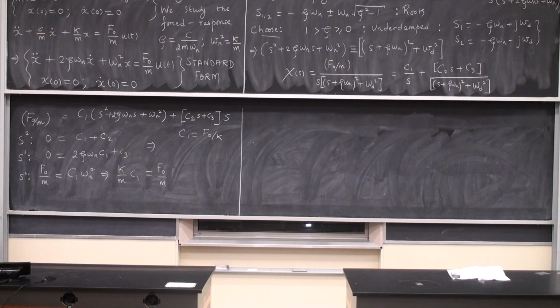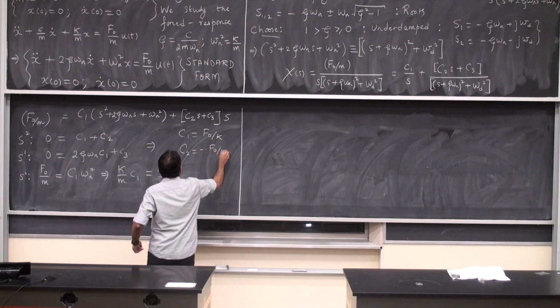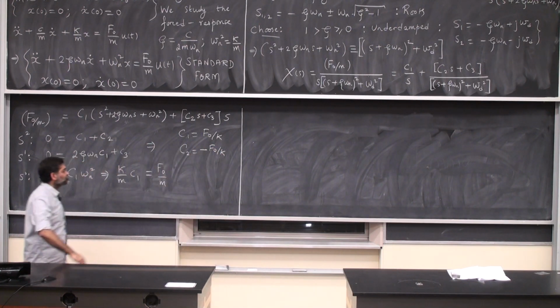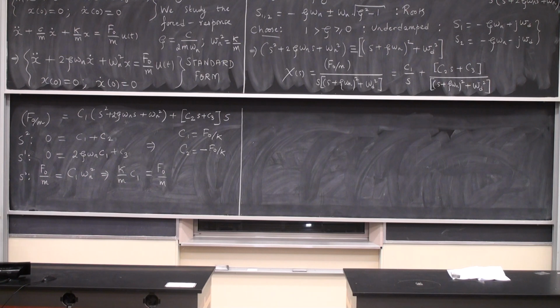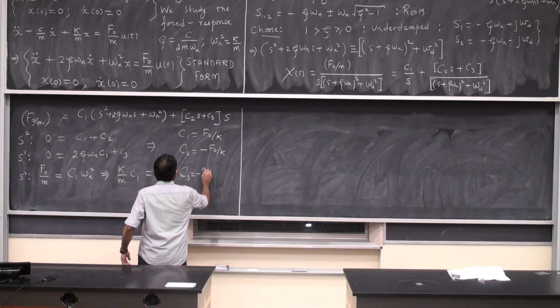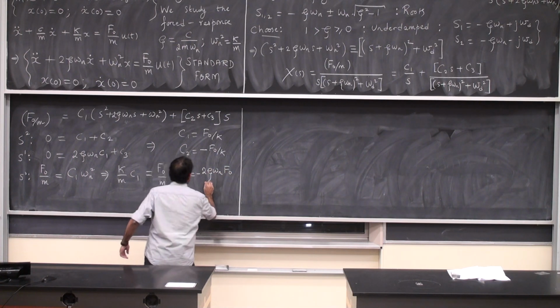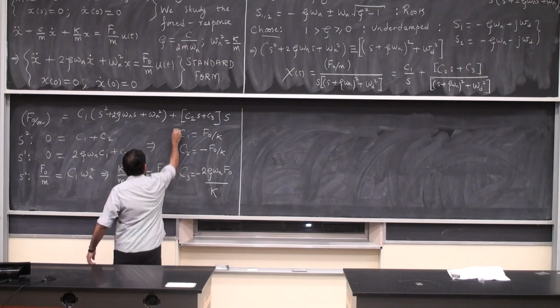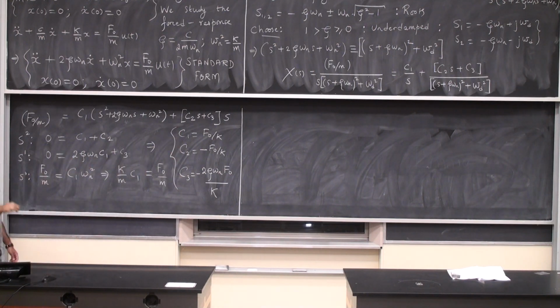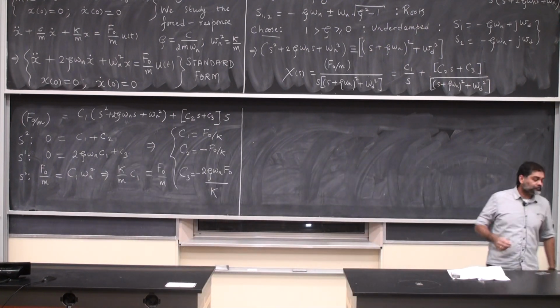C2 is negative of C1, minus F naught by k. Substitute for C3, calculate C3: minus 2 zeta omega n F naught by k. Okay, these are the three things. And I will of course not continue all along.